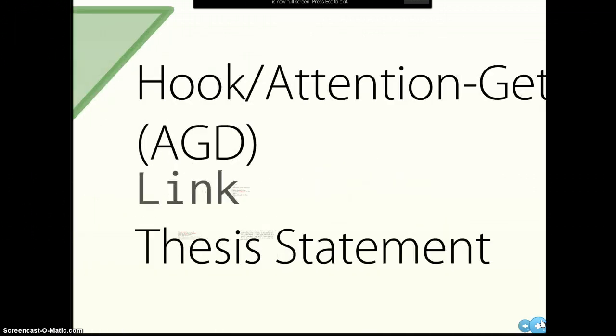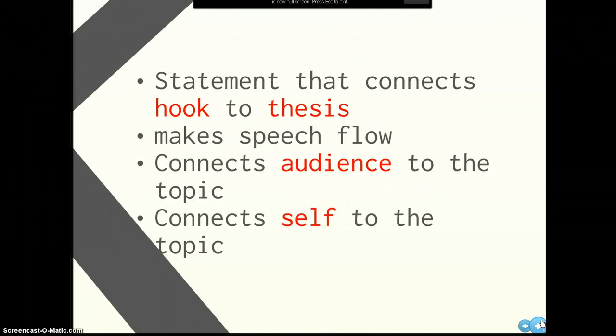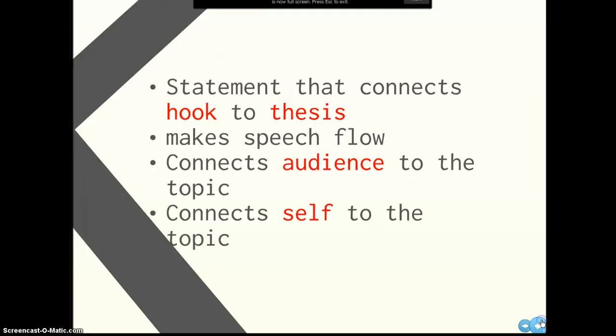Next thing is called the link. The link is simple. It's hard to explain. The best way to say it is it connects the hook to your thesis. It makes your speech flow. It also might be where you connect your audience and yourself to the topic. The best way to say it is if you don't have a link, then your outline or your speech won't make as much sense. So please have a link of some sort. We'll explain that more in detail later on.